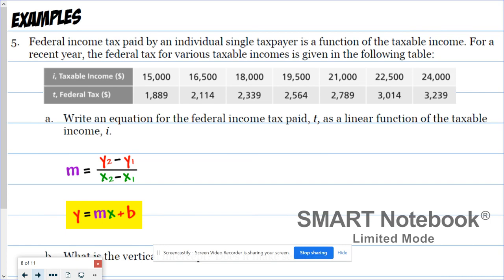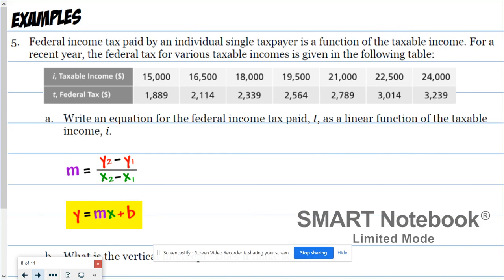Previously, we were writing linear function formulas, and here in example number 5, we're going to write another linear function formula. In this scenario, federal income tax paid by an individual single taxpayer is a function of the taxable income. For a recent year, the federal tax for various taxable incomes is given in the following table. Notice that first row, we've got our taxable income, and the second row is representing the actual federal tax. It says, write an equation for the federal income tax paid as a linear function of the taxable income.